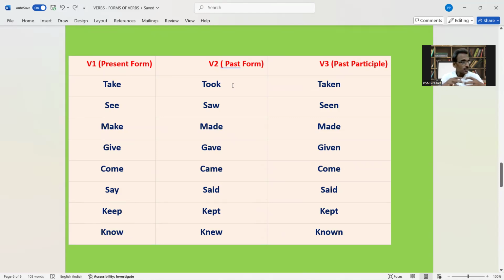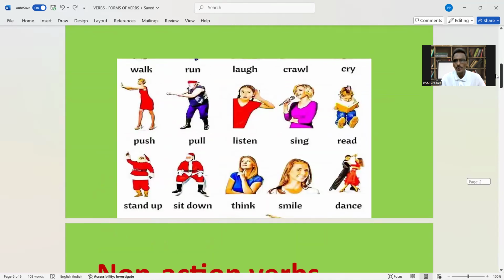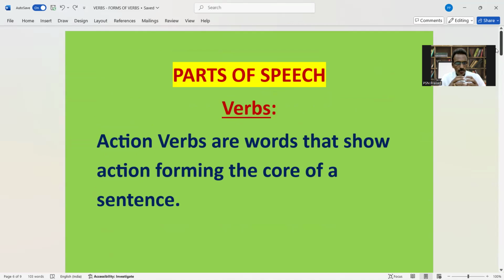Past tense means for the action if it was already completed sometime back, then we use the past form. And past participle means if the action has just been completed and the memory is quite fresh. For such actions, we use this third form. Right? So these three forms of the verb are very, very important. Before I conclude, let me once again revise what we have learned in this class. We are learning about the action words, in other words, which we call verbs.